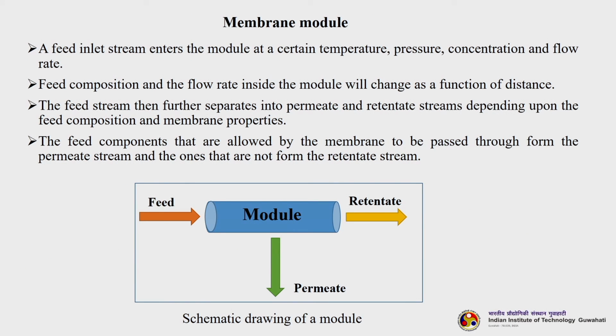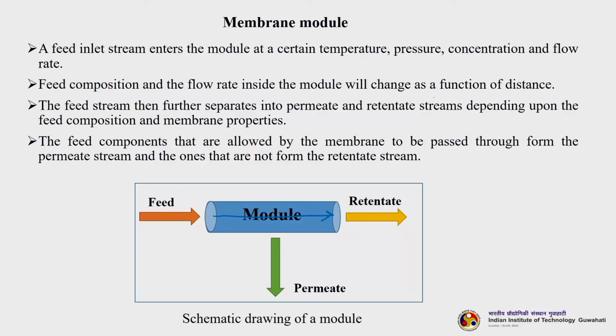Please look at this figure. A feed inlet stream enters the module at a certain temperature, pressure, concentration and flow rate. The feed composition and the flow rate inside the module will change as a function of distance. When the feed is flowing from the inlet to the outlet in this direction, the composition as well as the flow rate will change, because the feed is passing through the membrane. Some permeation is happening, and the solutes that are not able to pass through the membrane are retained.